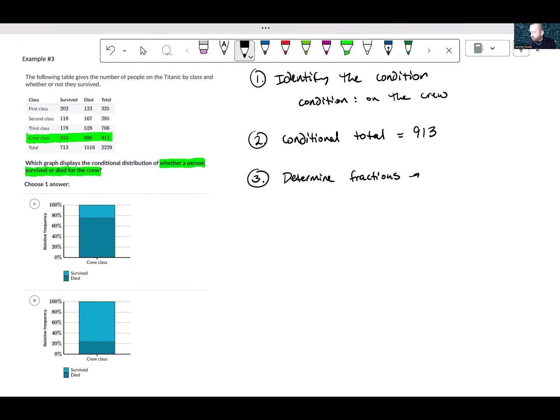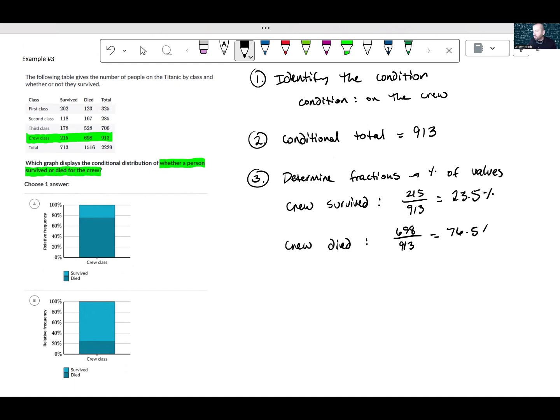And then percentages of the values of the condition. So if the crew survived, it looks like we have 215 people who survived out of 913. If the crew died, then we have 698 out of 913 people. Okay, we're going to convert these to a percent. So if they survived, that's about 23.5%. And if they died, that's 76.5%.